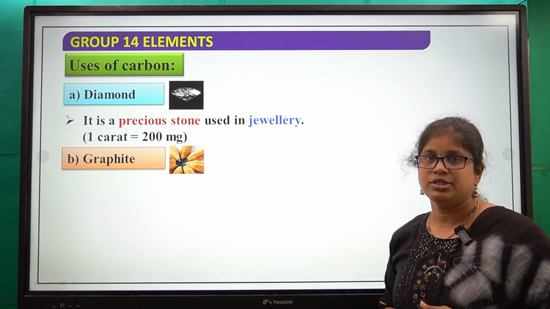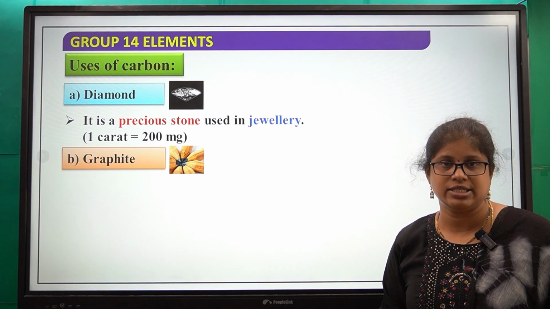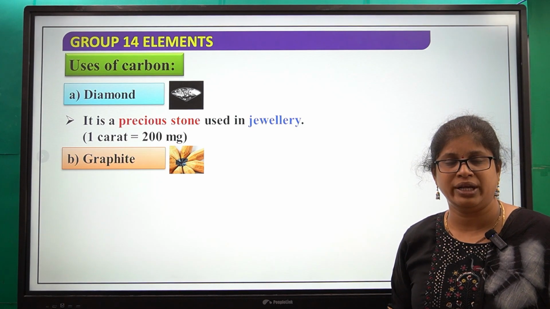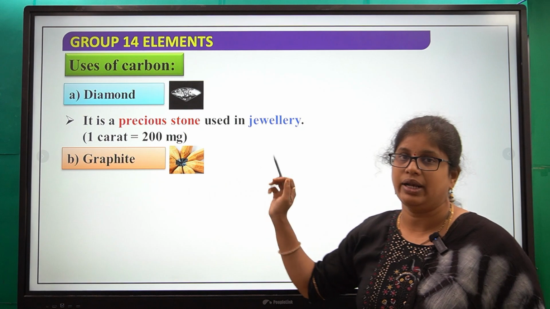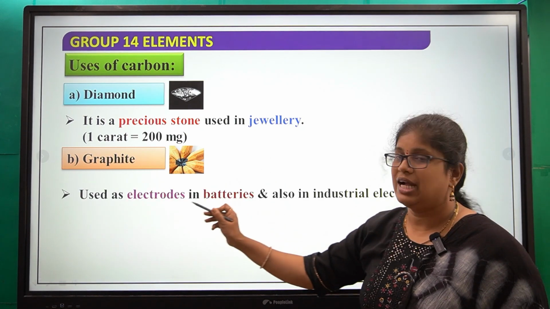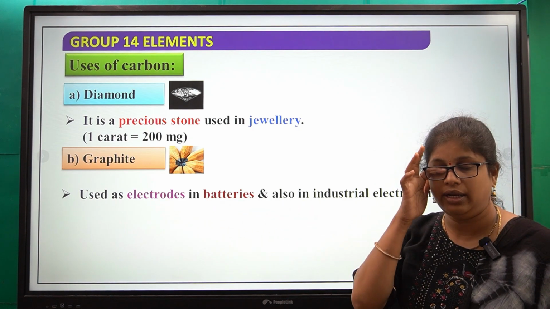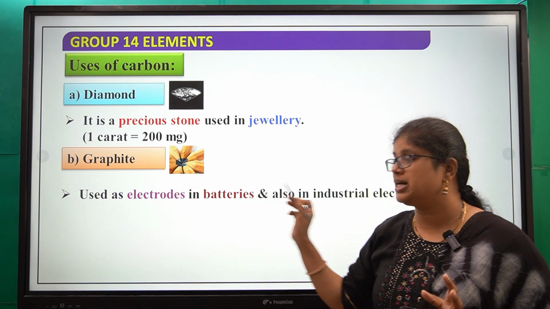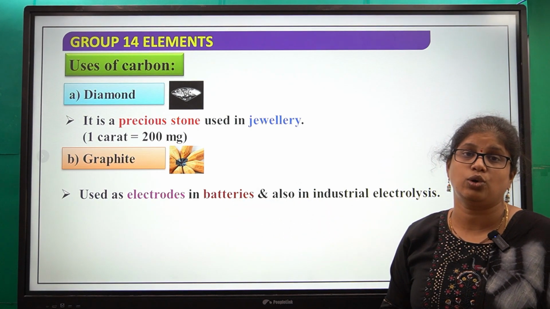Next, graphite. Where are we using this graphite? We already know that graphite has a layered structure. That's why it is used as a lubricant, and it is also used as pencil lead, right? Next, it is a good conductor of electricity. That's why it is also used as electrodes in batteries and also in industrial electrolysis processes.